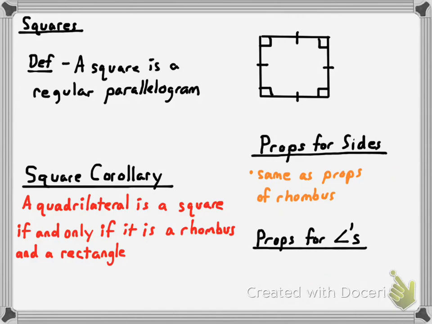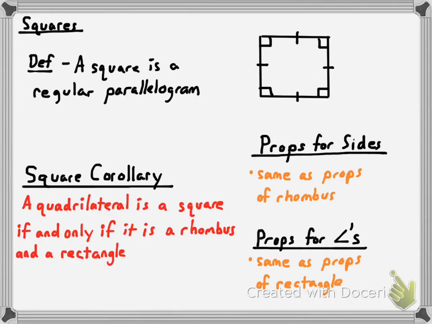The opposite sides are parallel, the opposite sides are congruent, and all four sides, in fact, are congruent to one another. Then the properties for the angles of a square are all the same as the properties of rectangles, which would imply then that it has opposite angles that are congruent. Consecutive angles are all supplementary because, in fact, all the angles are the same as one another.